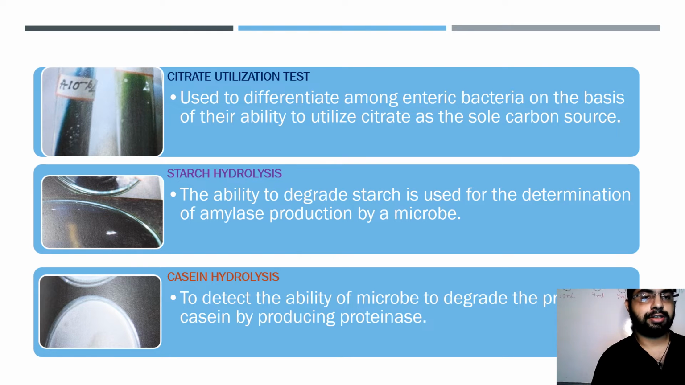Citrate utilization test is used to differentiate among enteric bacteria on the basis of their ability to utilize citrate as the only carbon source, or sole carbon source. Starch hydrolysis test. The ability to degrade starch is used for the determination of amylase production by a microbe. Casein hydrolysis test. This test is used to detect the ability of a microbe to degrade the protein casein by producing proteinase enzyme. These tests are very interesting. I will go into a detailed description of these tests in the next videos.